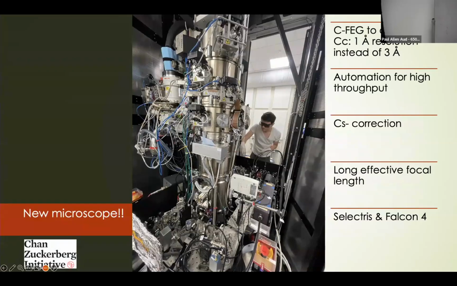Thea has a cold field emission gun that generates an extremely monochromatic electron beam, and that overcomes the chromatic aberration of our optics. It has a lot of automated specimen handling so that you can go through lots and lots of specimens during a day. That's indispensable for doing biology. It has a spherical aberration corrector.